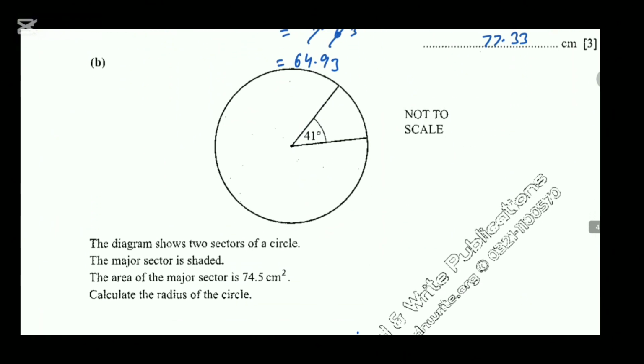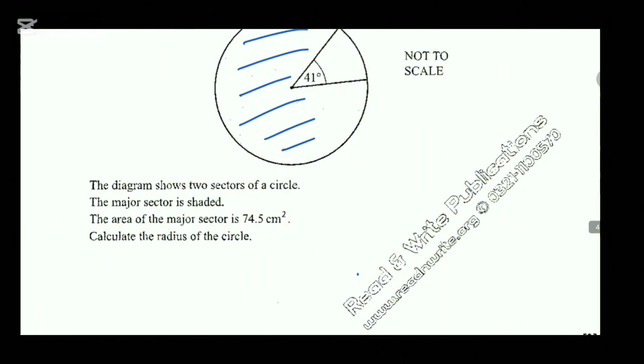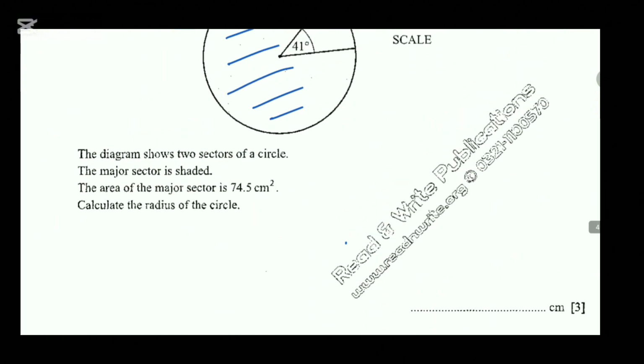Okay, so next part, the diagram shows two sectors of a circle. The major sector is shaded. Okay, this one is shaded. The area of the major sector is given. Calculate the radius of the circle. So it means we have to use here the area of sector formula. Because the area of the major sector is given to you, you will use it: theta over 360 into pi r square, and area of sector 74.5.